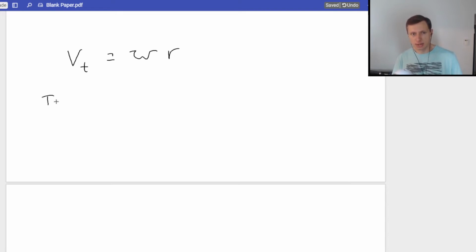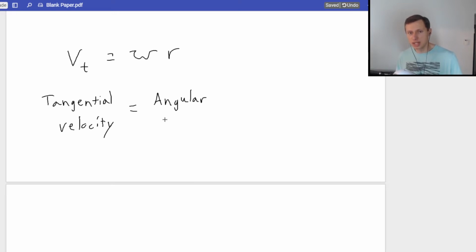In other words, I'm going to write out what each of these things says. Tangential velocity. What is tangential velocity? That's if you had the speed gun kind of velocity, okay? It is equal to omega, which is angular velocity, which is not like speed gun velocity. It's more like how fast are you rotating? And then times the radius, which is r.